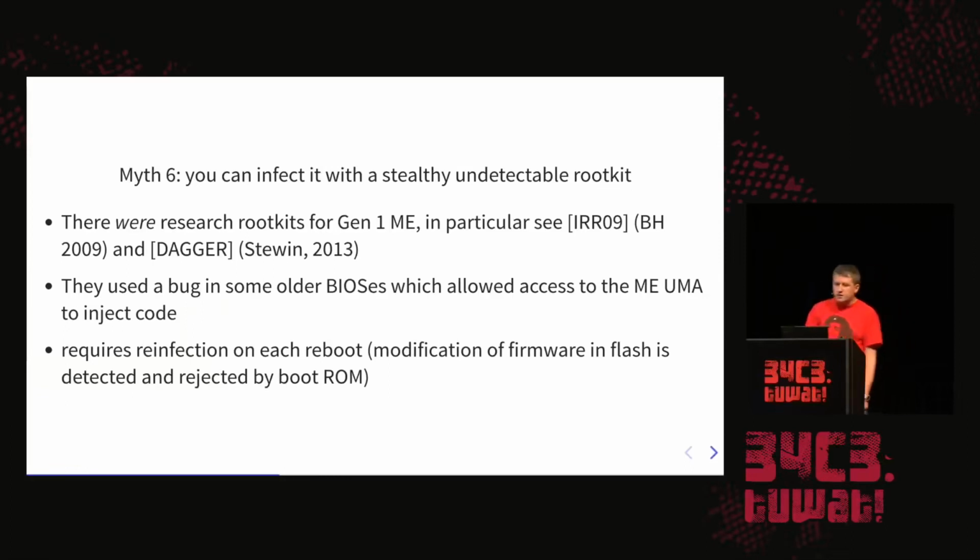And indeed, there were some attempts of making rootkits for the Generation 1 ME. In particular, in 2009, at Black Hat, there was a presentation by Invisible Things Lab. It was probably the first research on this topic. They found a bug in some BIOSes which allowed access to the Intel's memory area. And at that time, it was just plain text code, so not protected, not anything. And they could inject some code into ME memory and execute their code. So this allowed them to kind of have a rootkit-like thing, but it has some disadvantages. It has to be infected on each reboot.